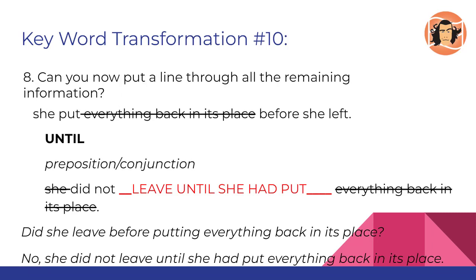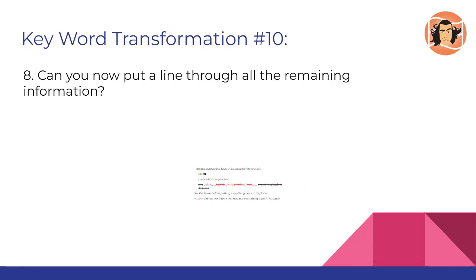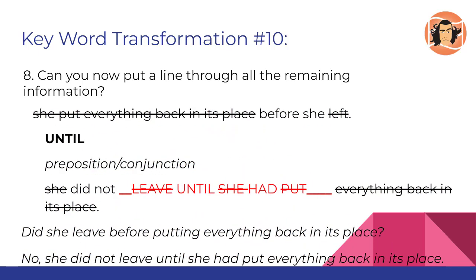So step 8, can we now put a line through all the remaining information? Well, we can put a line through she, firstly. And then you should take a minute and try to put a line through anything else. Okay, hopefully you've done that. And we can also put a line through leave and left. And she, the other she, two she's. So we could put a line through both of them in both sentences. I missed one in the top, but two she's in the top sentence, two she's in the bottom.